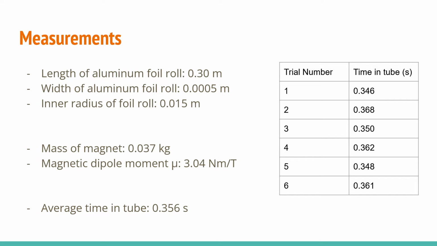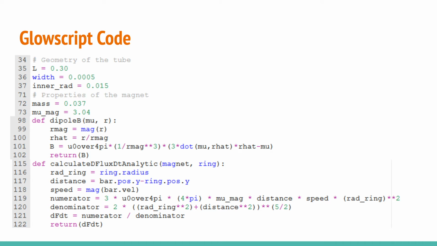As you can see, the trials are on the right, and the average time the magnet spent in the tube was 0.356 seconds. Here's the GlowScript code. You can see that I've put in the geometry of the code and the properties of the magnet. I use the same dipole B formula that I used from Lab 3. The calculated dΦ/dt analytic was derived from the class materials.